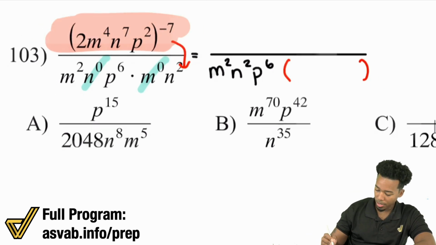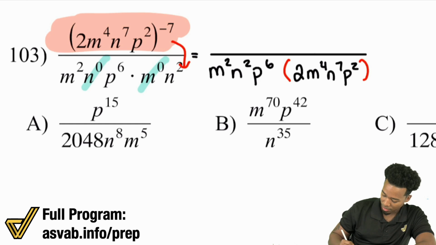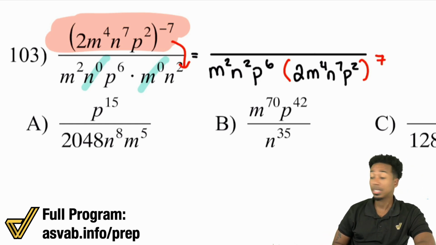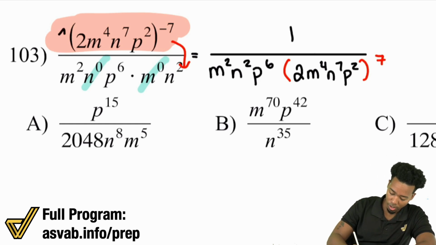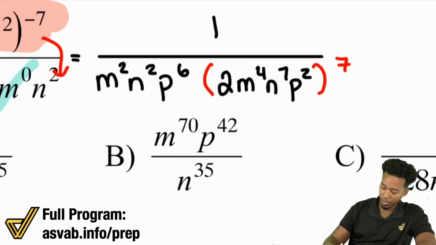Right there. And what we have going on is 2m to the power of 4, n to the 7th, p squared, all to the power of now positive 7. Again, that's all you got to do to make a negative exponent a positive one. Now you got to take care of business, obviously. We got a lot of work to do, but we're good. We leave the 1 up top because, again, there's a 1 in front if you don't see anything. So with that, let's go.